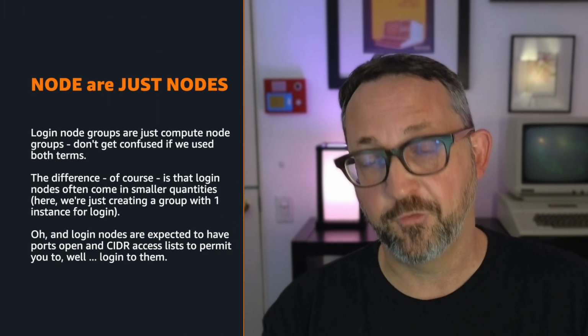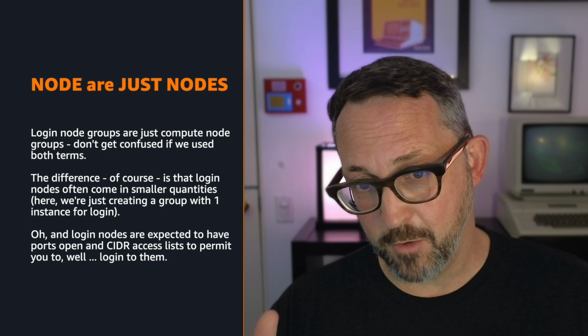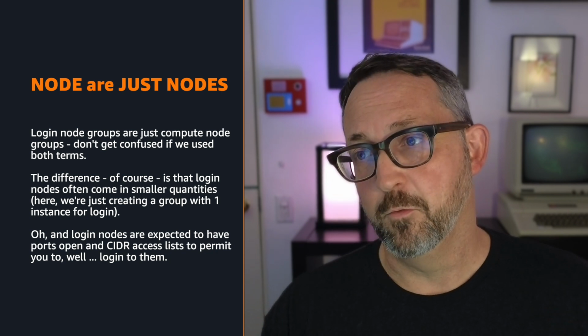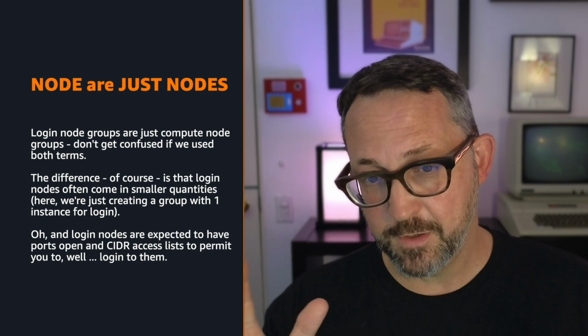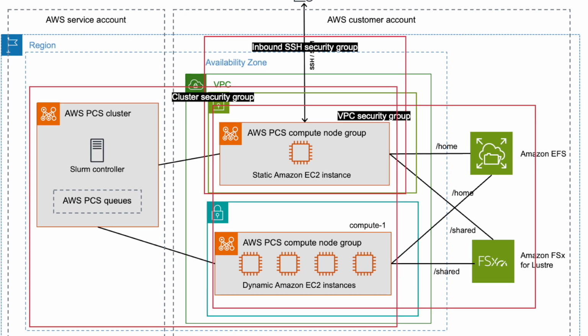So in this step, what we're going to do is create a compute node group in PCS. And this specifically is our login node group. So in terms of configuration, this is going to be a single static instance. It's always up. It's going to be configured to allow inbound SSH access. It's going to have a public IP so that you can access it from anywhere on the internet.